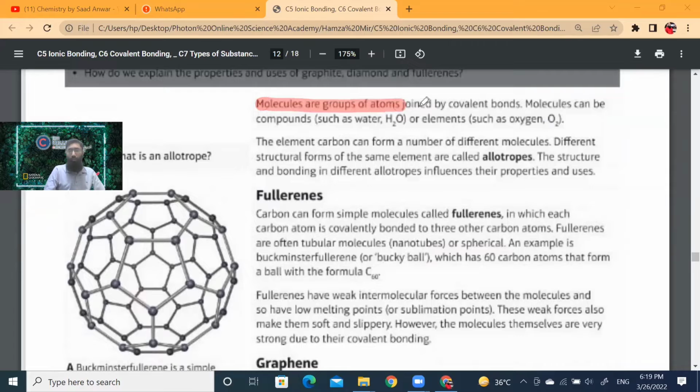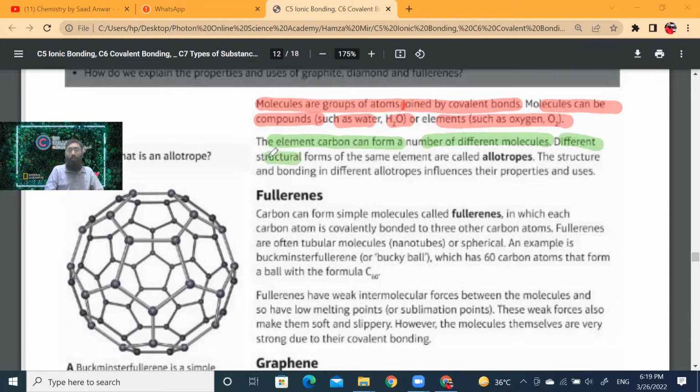Molecules are a group of atoms joined by covalent bonds. A molecule can be a compound such as water or an element such as oxygen. O2 is an oxygen molecule, H2O is a compound. You can also call it a water molecule, no problem. The element carbon can form a number of different molecules.